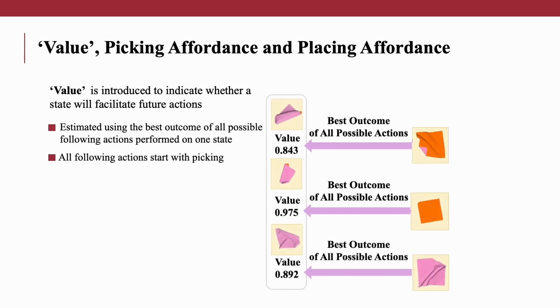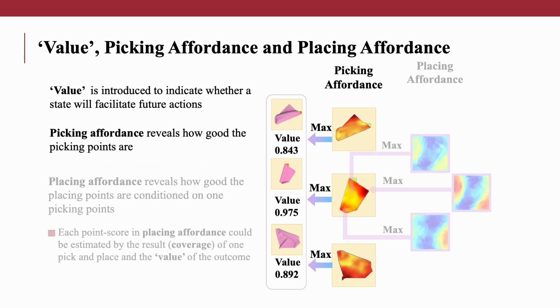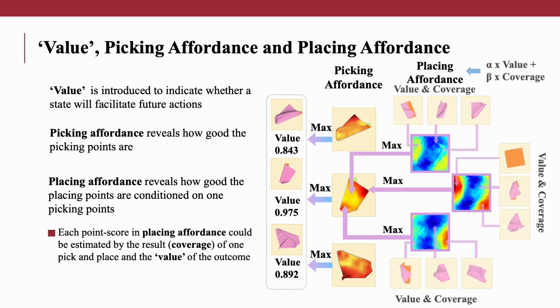Value could be estimated using the best outcome of all possible following actions performed on one state, and all following actions start with picking. Therefore, value could be computed by the maximum value of our picking affordance, because the picking affordance reveals the capability of all possible picking actions for further fulfilling the task. Then, each point score of picking affordance can be estimated by the maximum value of the placing affordance. Finally, placing affordance should be computed by both the coverage area and the value of the state after executing the placing action.